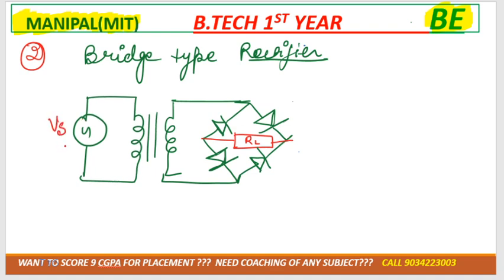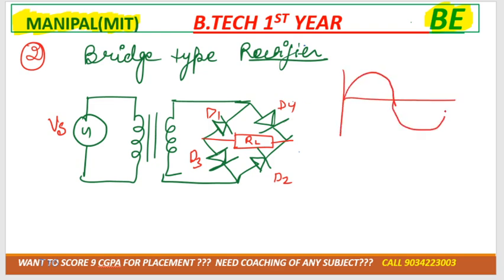This is the supply voltage, right? Again we'll use a transformer. This is D1, D2, D3, D4. Now you have to tell me that in the positive cycle and in the negative cycle, which diode will work? In the positive cycle, which diode will work? Tell me.